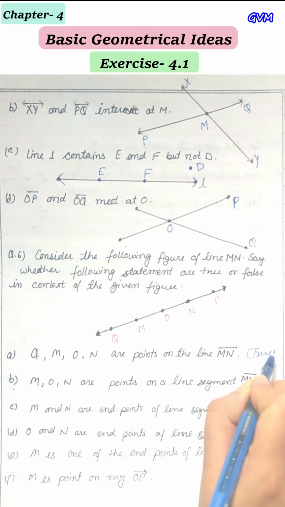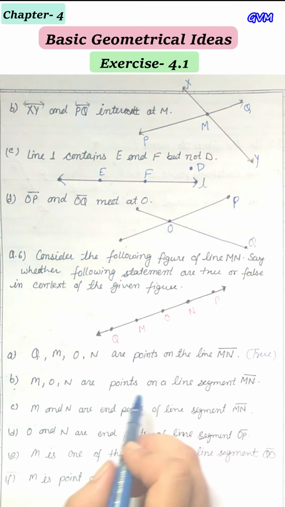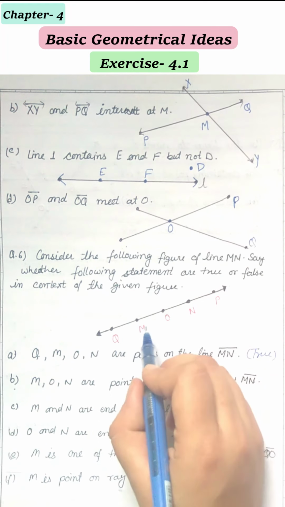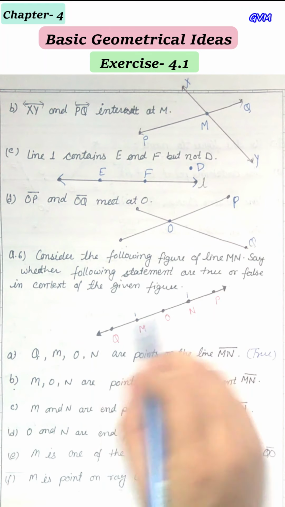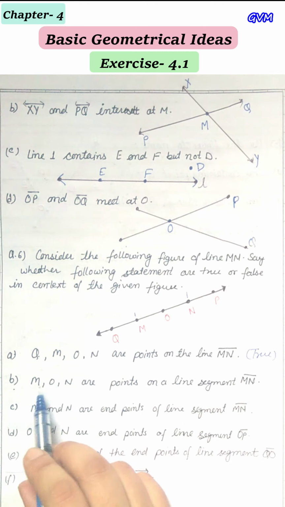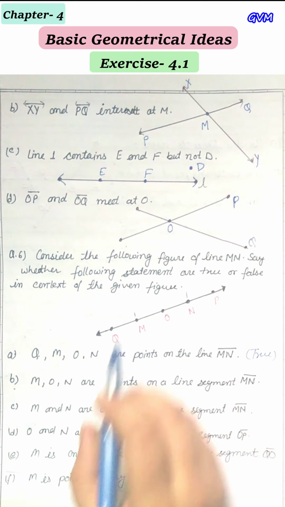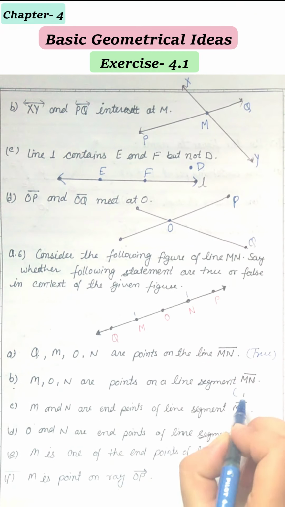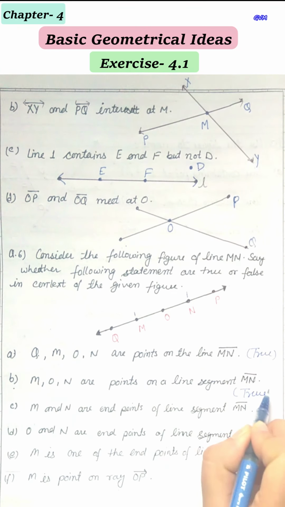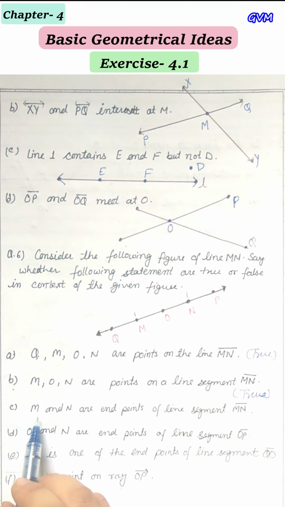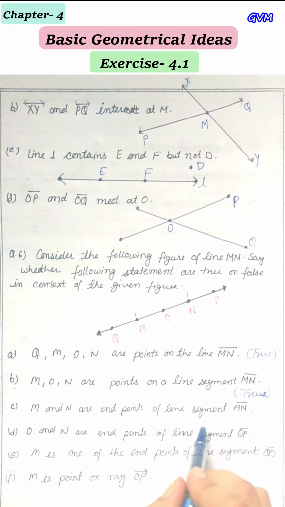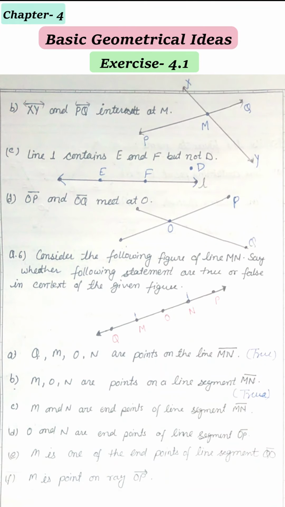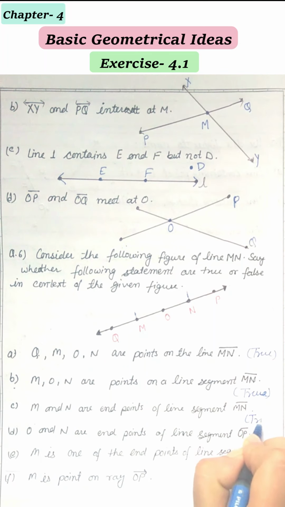Second, we have M, O, N are points on line segment MN. If we consider this as a line segment only from here to here, not considering these other points, then M, O, N are points on line segment MN. Yes, all three are between these two points. So this is true. C, we have M and N are endpoints of line segment MN. Yes, if we take the line segment from here to here, then M and N are endpoints. So this is also true.